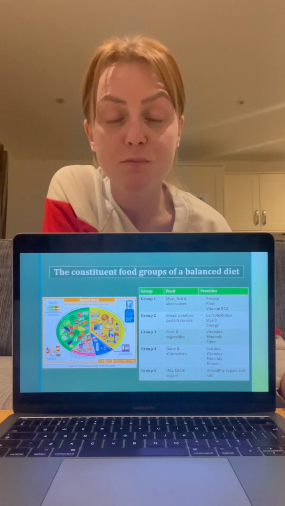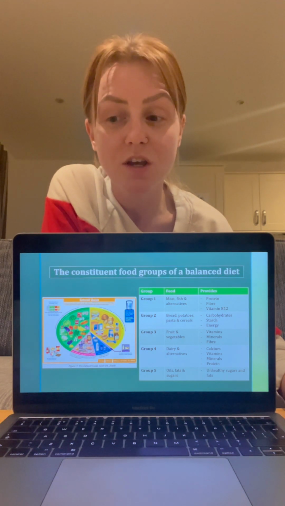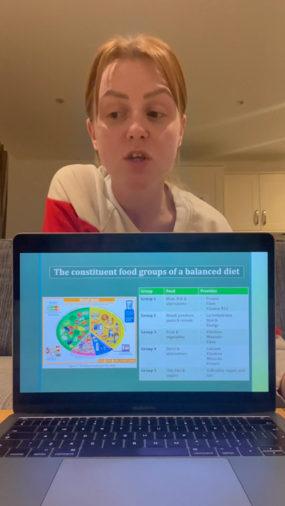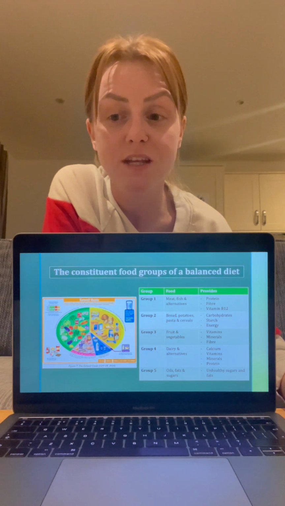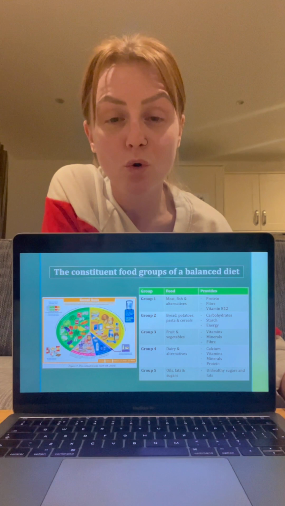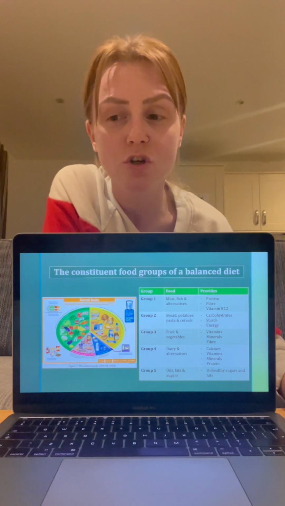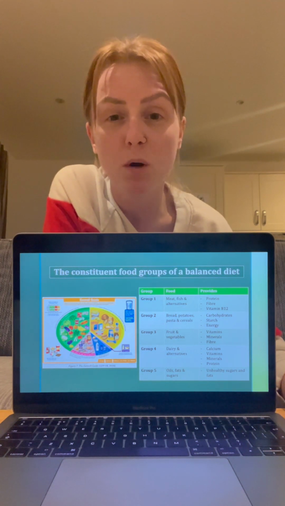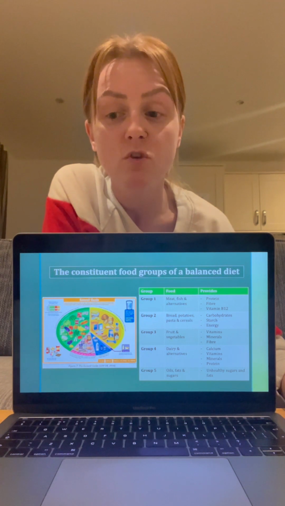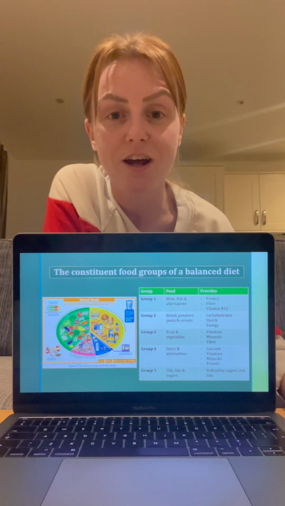Group 3 is fruit and vegetables, which is recommended to be consumed 5 times a day, providing us with vitamins, minerals and fibre. Group 4 is dairy and alternatives, which provide calcium, which is essential for strong teeth and bones, as well as vitamins, minerals and protein. And group 5 is oils, fats and sugars, which is mainly unhealthy sugars and fats, which can cause future health problems such as diabetes and heart disease, so these should only be eaten in smaller quantities within our diet.